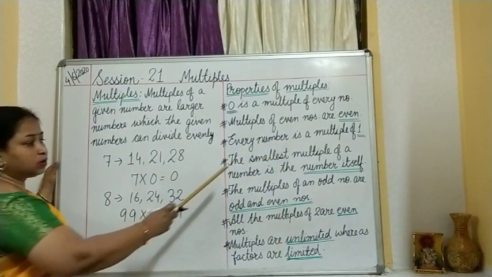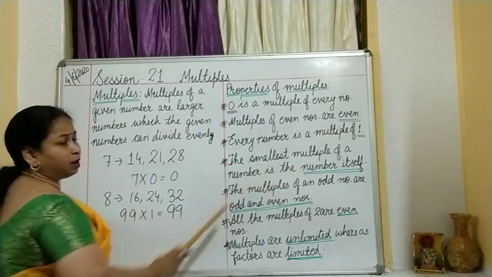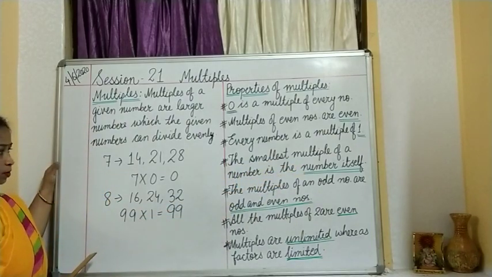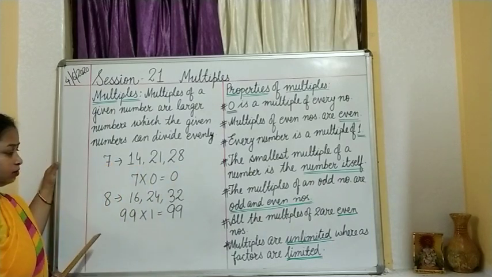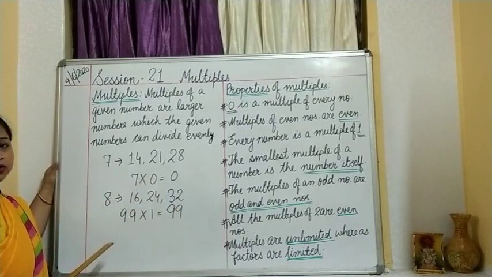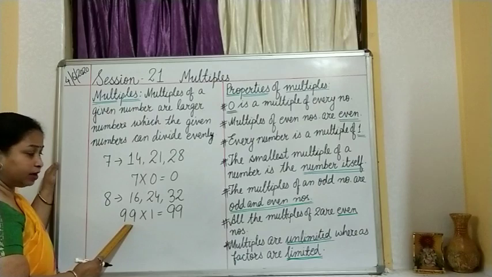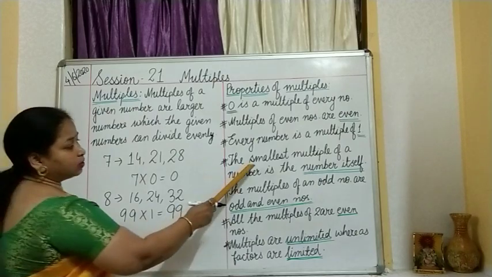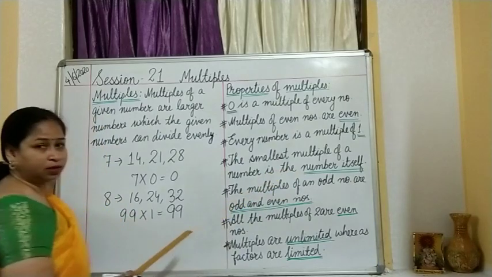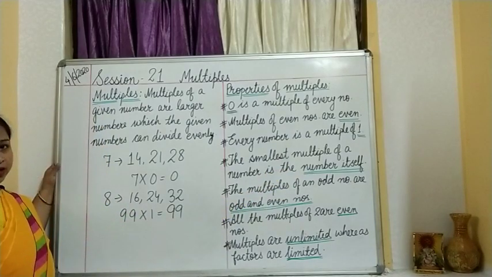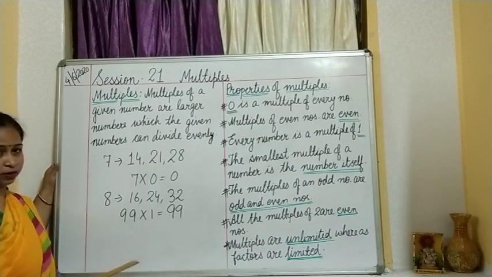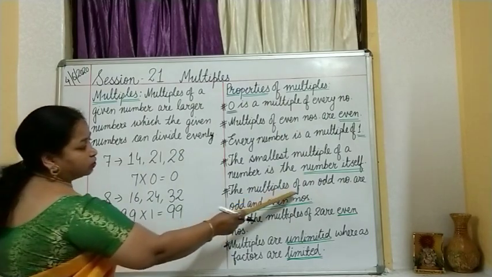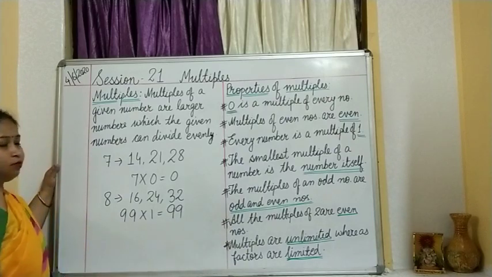Okay. Then the smallest multiple of a number is the number itself. Here I have taken 3 examples. What is the smallest multiple in the table of 7? 7 itself. What is the smallest multiple of 8 over here? 8 itself. For 99, 99 itself. That means the smallest multiple of a number is the number itself. When you go on multiplying, suppose 7 2s are, 7 3s are, it goes on getting into a larger number. So what will be the smallest number? The number itself.